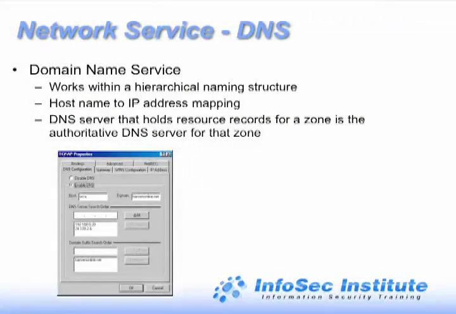Okay, DNS. It's going to be port 53. UDP for small queries. For large queries and zone transfers, it's going to be TCP 53. And basically what it contains is your host name to IP address translation.